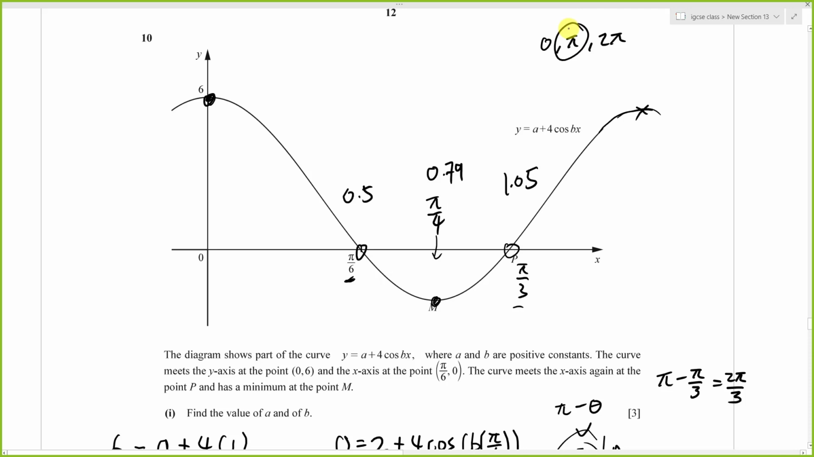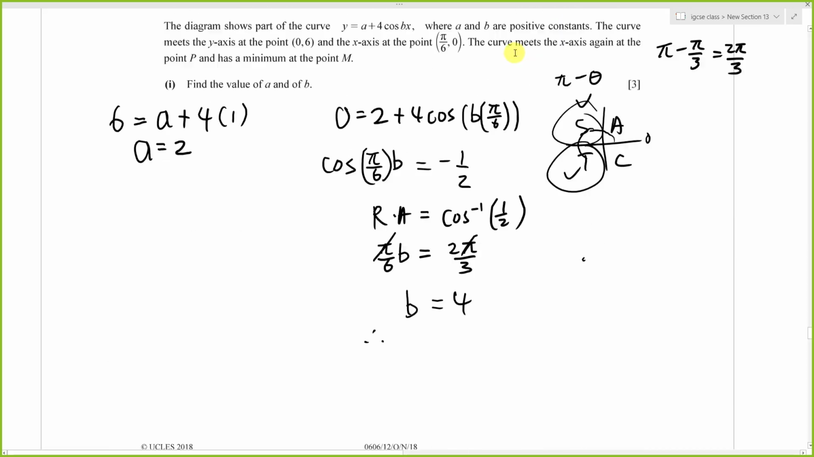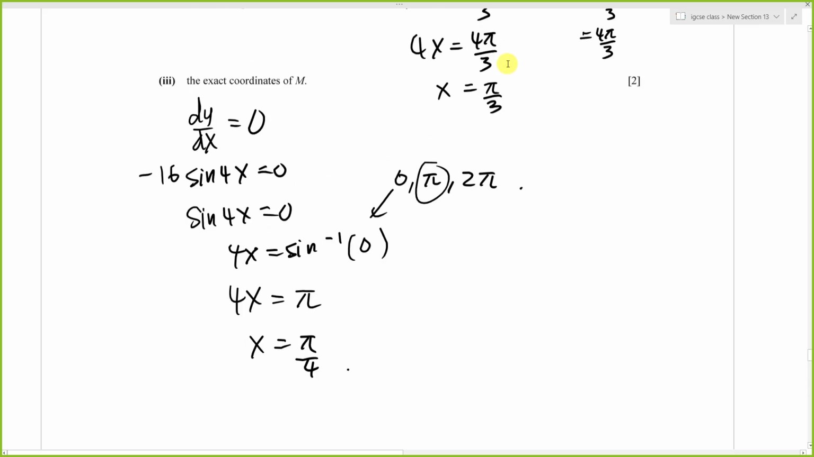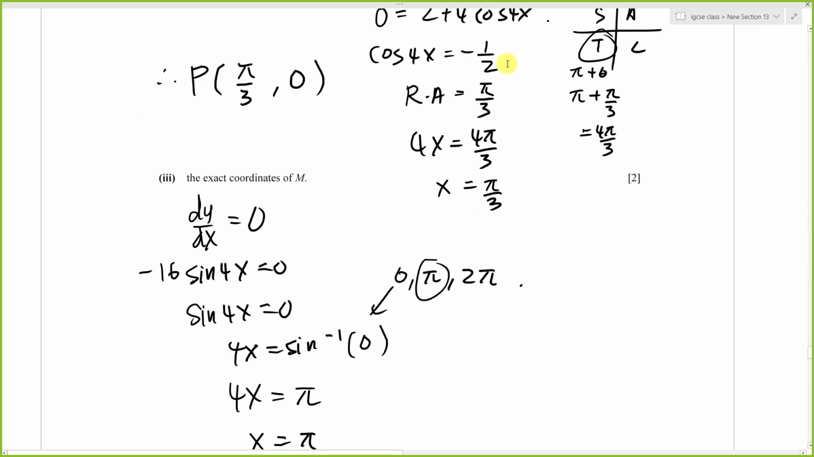But then we are not yet finished because they will ask about coordinates. So we should have the y coordinate as well. So x is pi over 4. Then I want to find y. I just plug into my y equation.